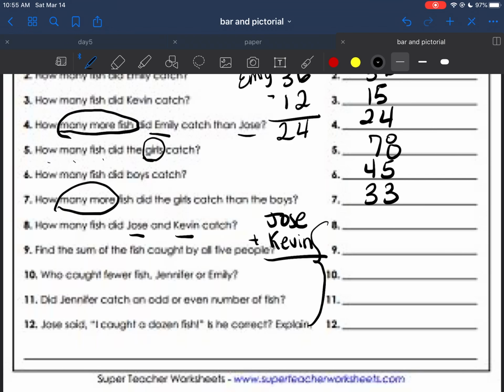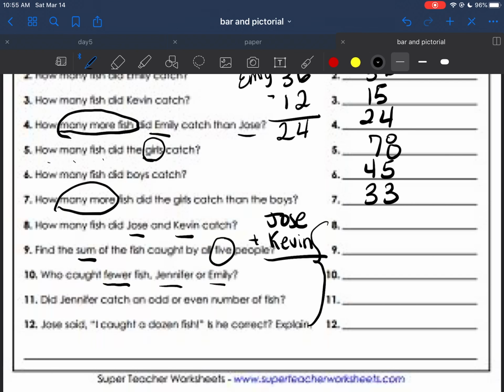Find the sum of the fish caught by all 5 people. What does sum mean? Sum is what happens when you add digits together. So I'm going to add all 5 people together. Who caught fewer fish? Jennifer or Emily? So you're going to tell me who caught the fewest amount of fish.